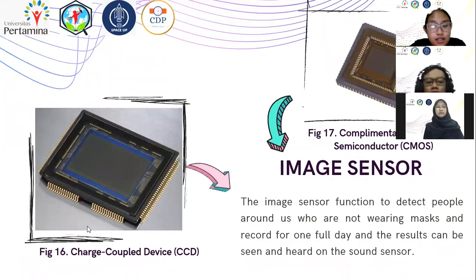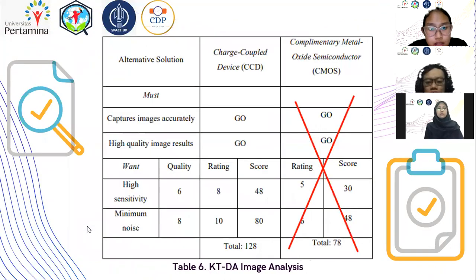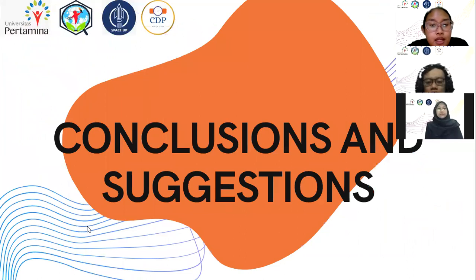Last is the image sensor. Its function is to detect people around us who are not wearing masks and record for one full day, and the result can be seen and heard on the sound sensor. Figure 16 is an image of a charge-coupled device or CCD, and figure 17 is an image of a complementary metal oxide semiconductor or CMOS. The highest score is the charge-coupled device.